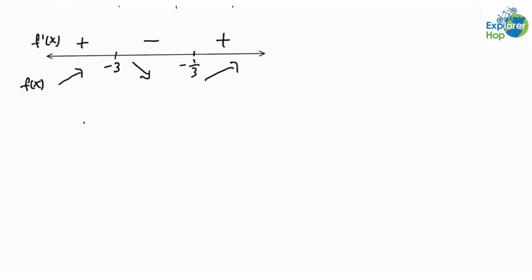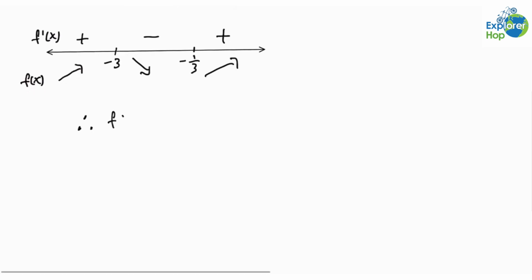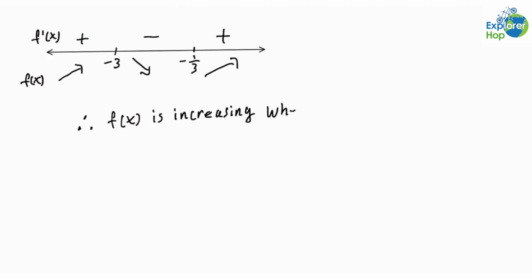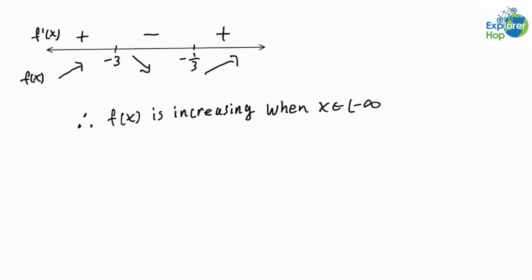So therefore, f of x is increasing when x is in the interval from negative infinity to negative 3 and from negative 1 over 3 to infinity. And f of x is decreasing when x is in the interval from negative 3 to negative 1 over 3.